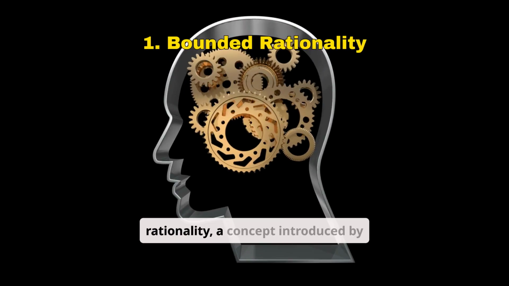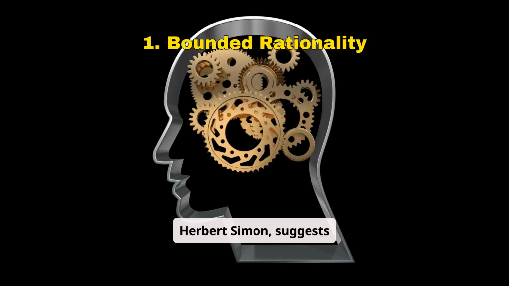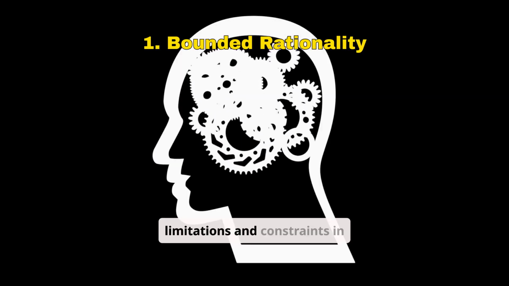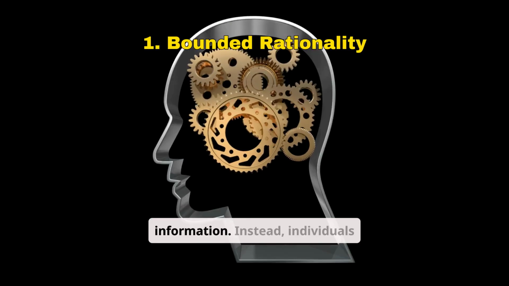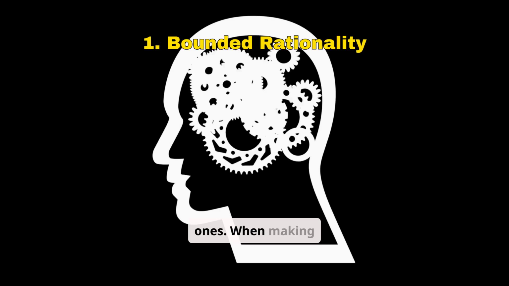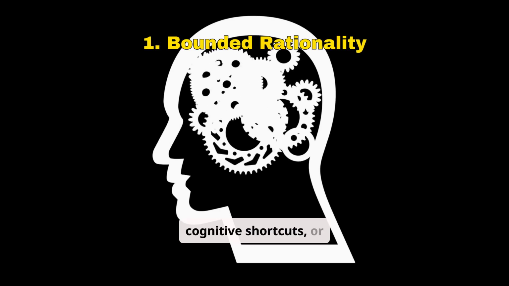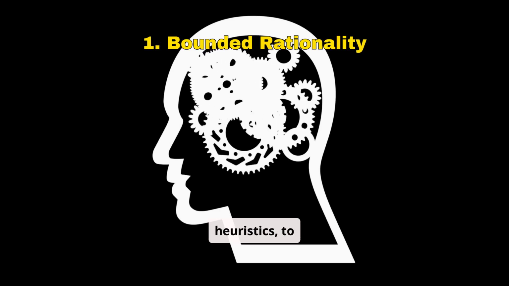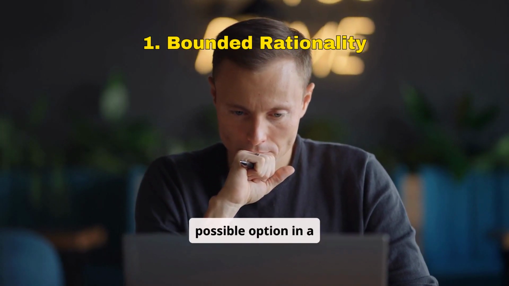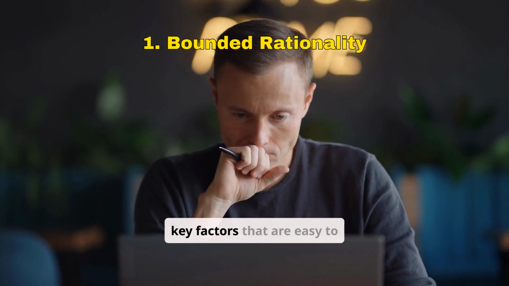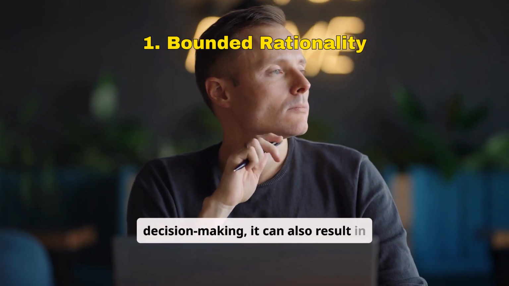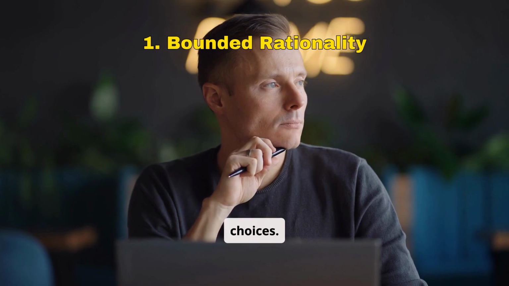Bounded rationality, a concept introduced by Herbert Simon, suggests that human beings are not capable of making fully rational decisions due to cognitive limitations and constraints in time and information. Instead, individuals aim for satisfactory outcomes rather than optimal ones. When making decisions, people use cognitive shortcuts, or heuristics, to simplify complex problems. For instance, instead of considering every possible option in a decision, individuals focus on a few key factors that are easy to evaluate. While this often leads to efficient decision-making, it can also result in biases and suboptimal choices.